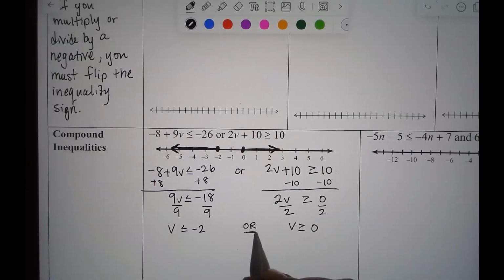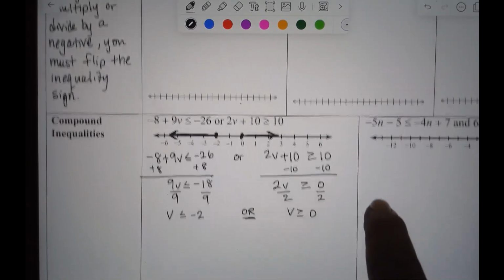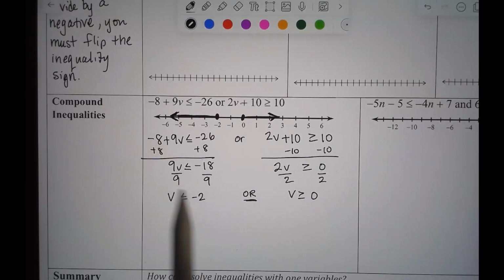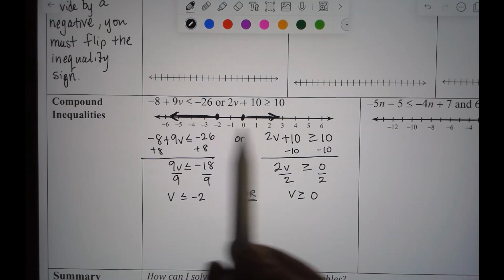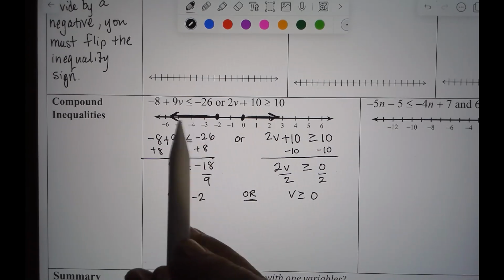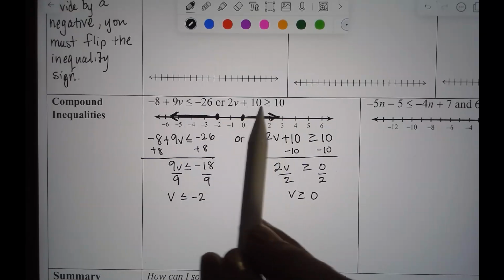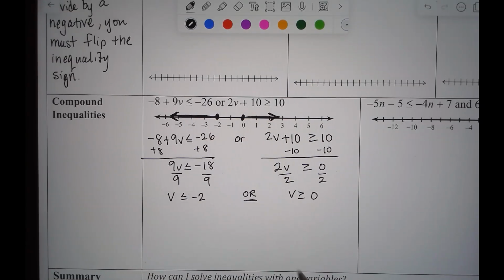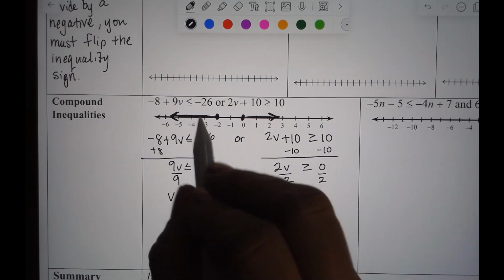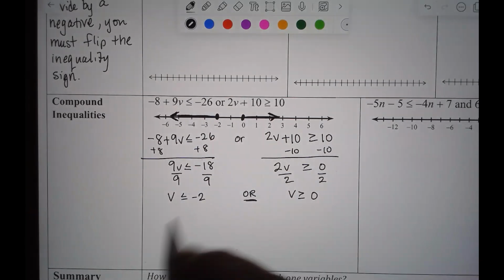This word or is important because it tells us that this is for numbers that are in this area, or they're in this area, or where they overlap. They don't overlap. So we can pick numbers from here or numbers from here, and it will make both of these statements true. Well, this will make this one true. This will make this one true.